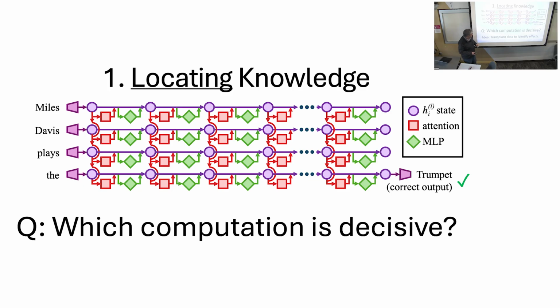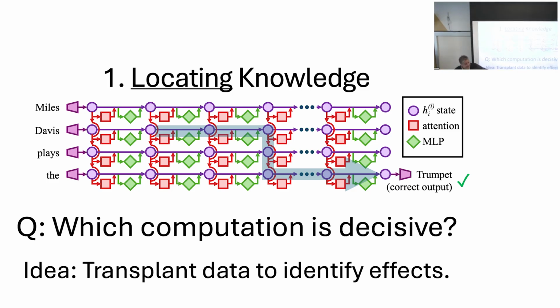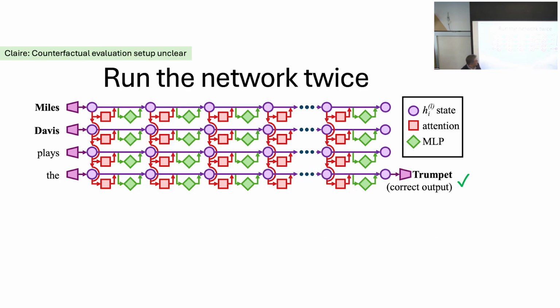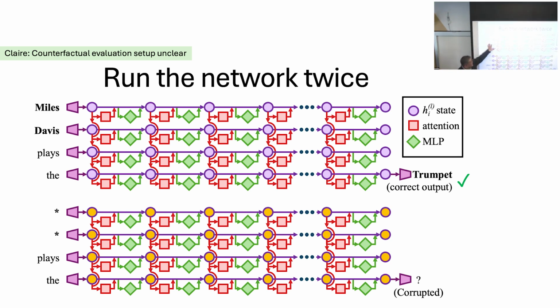Okay, so the basic idea is that we're going to be like little transplant surgeons. We're going to transplant data around to identify what the effects of the data are. Okay? So to transplant things, you need to have two patients, right? So we clone our neural network and we run it a second time. So you run it twice and you have to have something different about the second time you ran it.